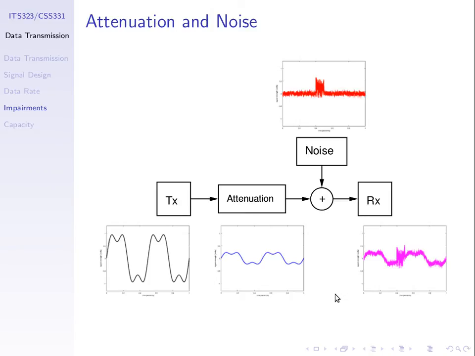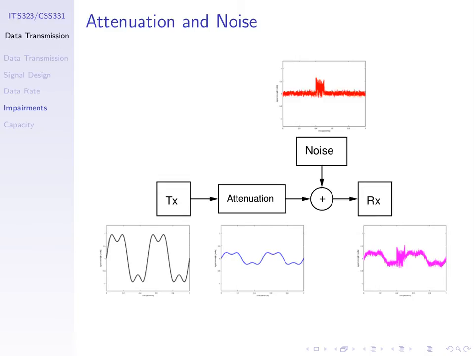Transmitter transmits a signal, the black one. As that signal propagates across some distance, it attenuates. It gets weaker. So the blue one is the signal that's been attenuated. It depends upon the distance by how much it attenuates, but it's going to be weaker, so a smaller amplitude. So if there was no noise, the receiver would receive the blue signal.